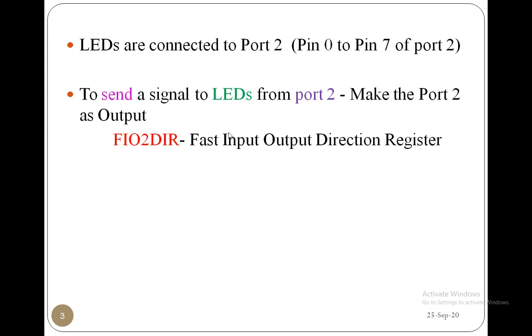For that, I have one register here, FIO2DIR. FIO2DIR indicates the fast input output direction register. Here 2 indicates the second port, so for the pins of the second port we are giving the direction, either input pins or output pins. If the FIO2DIR register contains all zeros, then all pins of port 2 act as input pins. If FIO2DIR contains all ones, then all the pins of port 2 behave as output pins.